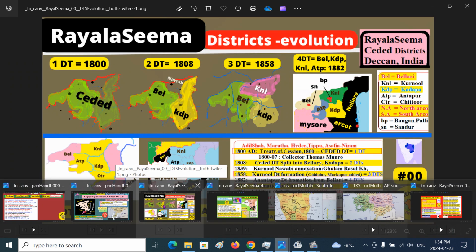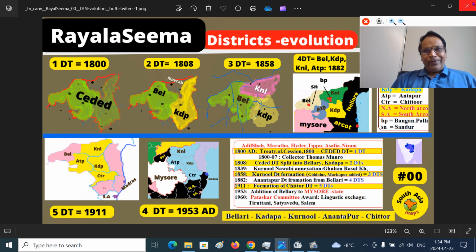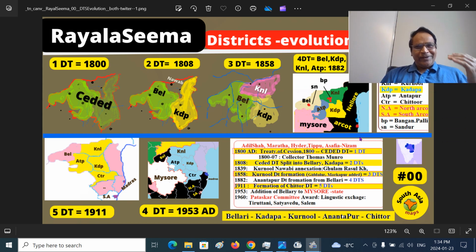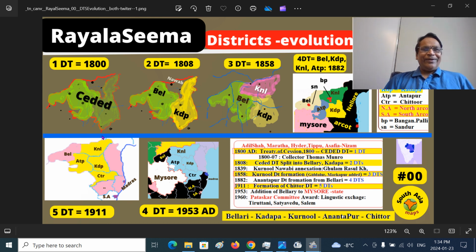And before that, you can look at my Rayalaseema series. First, the formation of the ceded district. You have to have clarity on how this panhandle is formed. And this is the ceded district.